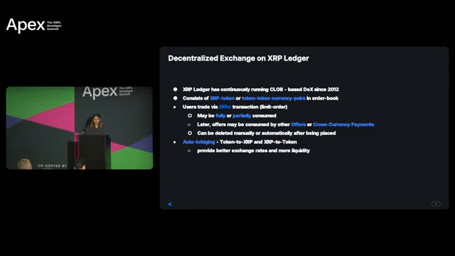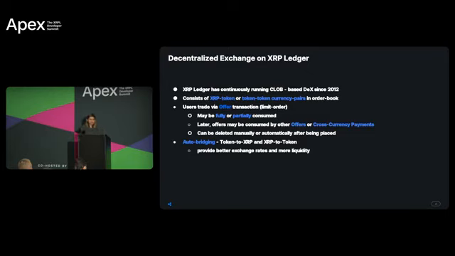Well, decentralized exchange on XRP Ledger. Currently we know that XRP Ledger has a decentralized exchange, which is a limit order book-based exchange, and it has been running continuously since 2012. In fact, we were the pioneers in that. And I would be remiss if I didn't mention the great features of this exchange on XRPL.